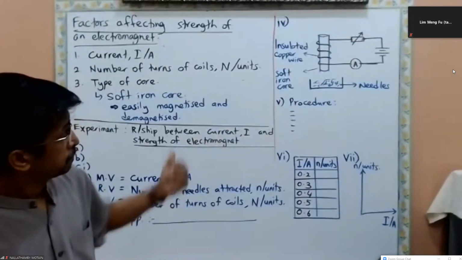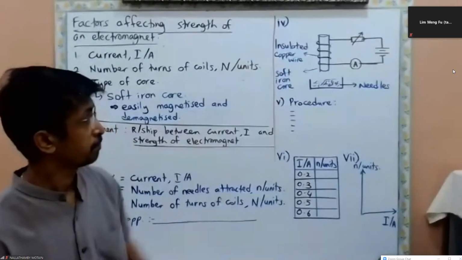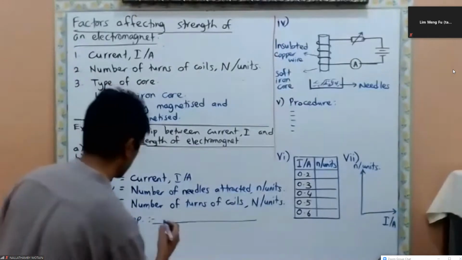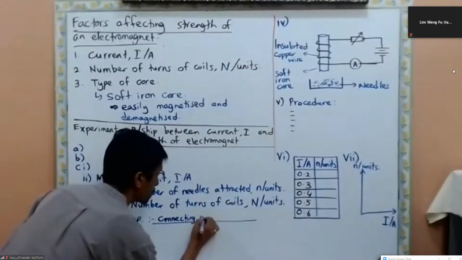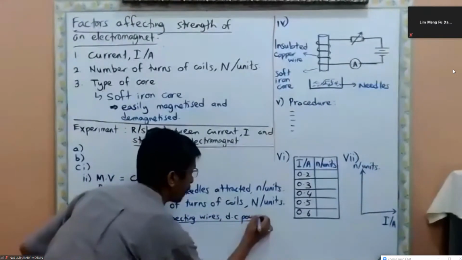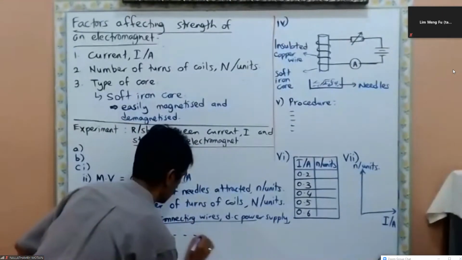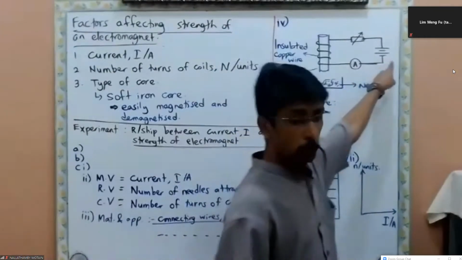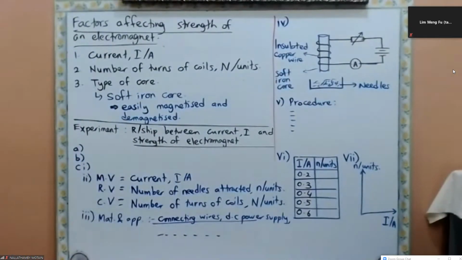Now in the list of materials and apparatus, please write insulated copper wire, soft iron core, needles, rheostat, DC power supply or battery, ammeter, and also connecting wires. Don't miss this: connecting wires. DC power supply, or you can label battery also, no problem.